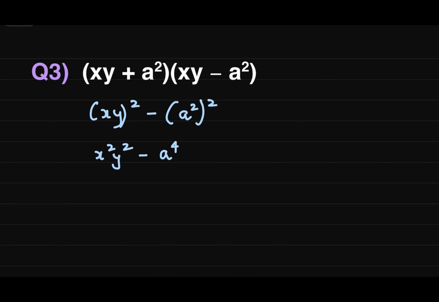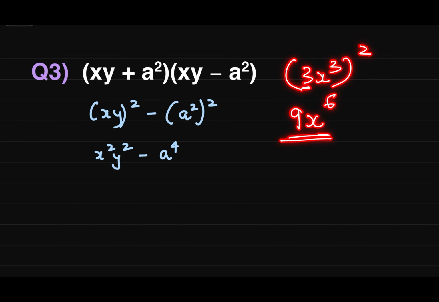So number multiplying by itself is only for the normal number. Like suppose we have to square this up. Okay, so 3 into 3 is 9 and x raised to the power 6. This is how it will be.